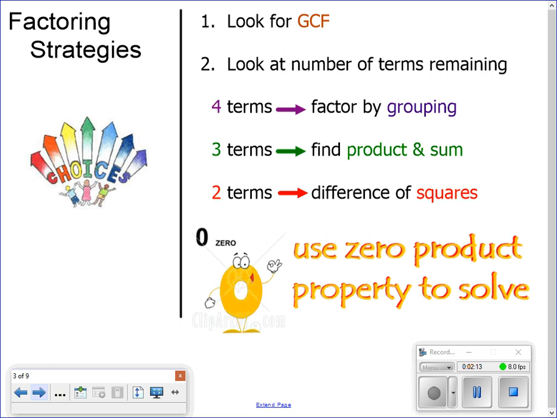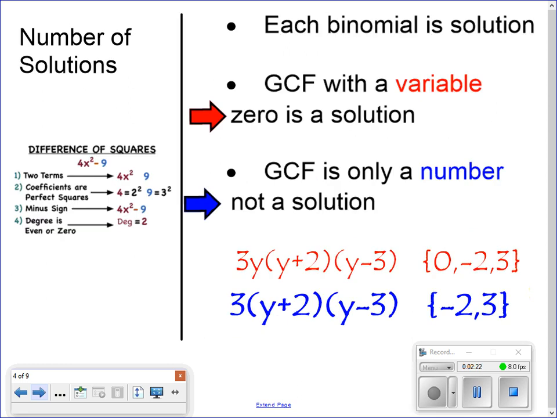And remember, the zero product property says, hey, set each of your factors equal to 0 and solve for the variable. Now typically we'll have 2 solutions, but there are occasions where we have less and there are occasions where we have more. So remember that your solutions are going to come from each of the binomials, and then you may have an additional solution that comes from the greatest common factor. If the GCF has a variable, that GCF will be where you get your third solution, and 0 will be the solution that you get there.